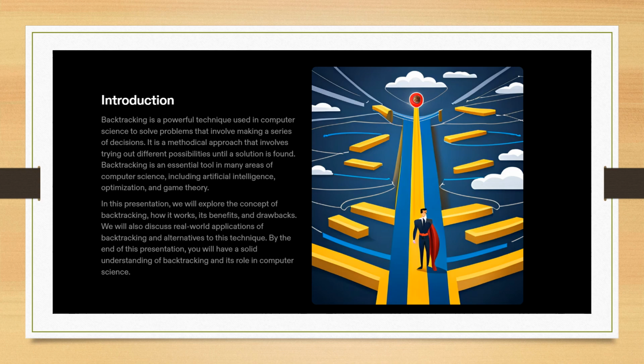So let's discuss the introduction of backtracking. Backtracking is a powerful technique used in computer science to solve problems that involve making a series of decisions. It is a methodical approach that involves trying out different possibilities until a solution is found. Backtracking is an essential tool in many areas of computer science, including artificial intelligence, automation, and game theory. In this presentation, we'll explore the concept of backtracking, how it works, its benefits and drawbacks. We'll also discuss a real-world application of backtracking and alternatives to this technique. By the end of this presentation, we will have a solid understanding of backtracking and its role in computer science.